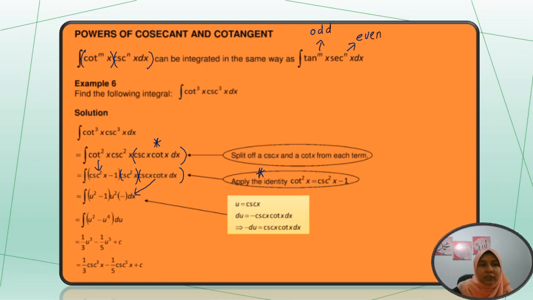So another cosecant x, you have to substitute with u. So u squared minus 1 times u squared times negative du. So you have to expand this function. You will have u squared minus u to the power of 4 du.